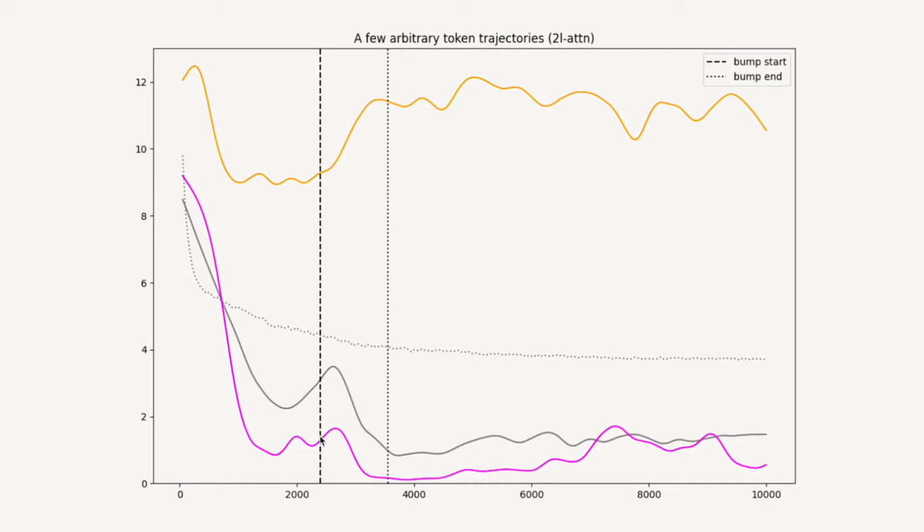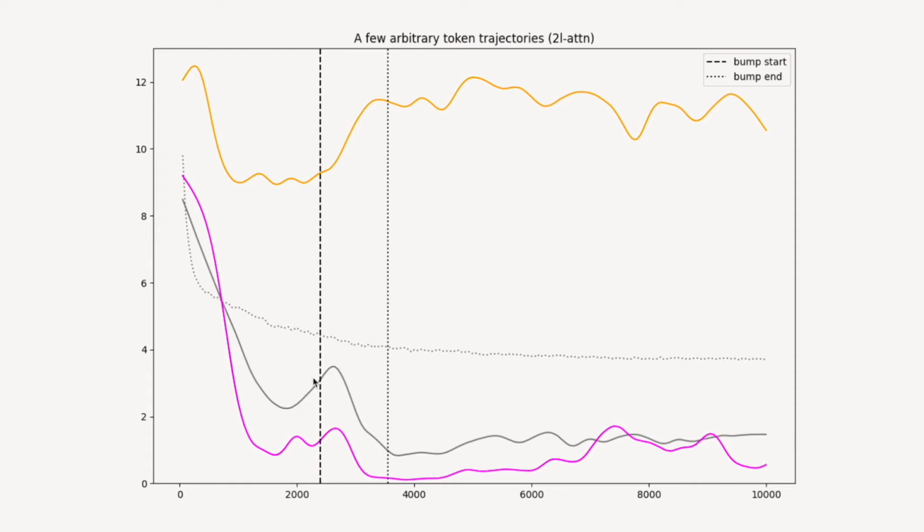So here are those same two lines, and you can see that these tokens that I've selected show different behaviors over the course of the bump. This token gets suddenly noticeably worse and remains worse after the bump. So it has become somehow more surprising or harder to predict. And other tokens seem to do better.